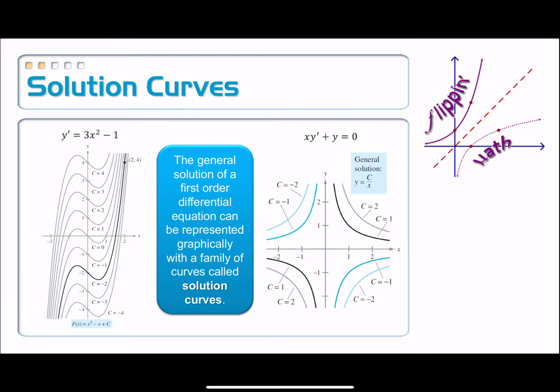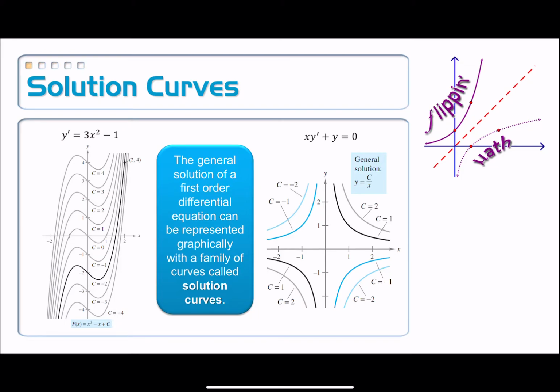If I take the antiderivative of that, I know it should be some sort of cubic equation, and that's what we're seeing here, a whole bunch of cubic equations, and you can see that they're just vertical translations, and the one that's locked in here at the initial condition (2, 4) is the one that's highlighted there in black.